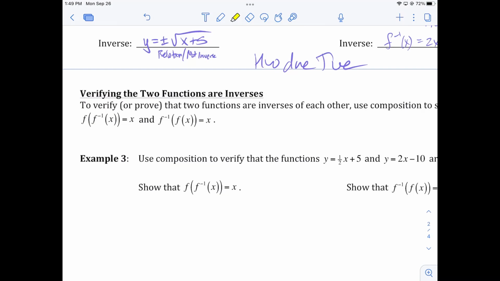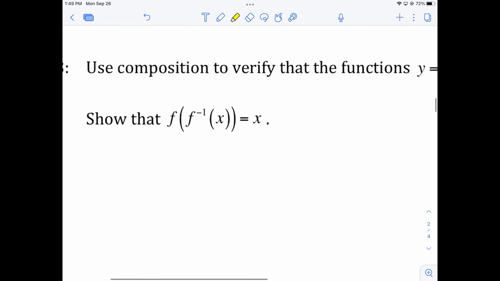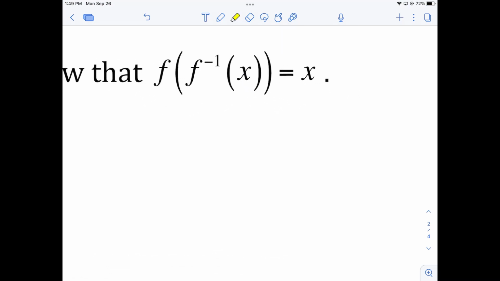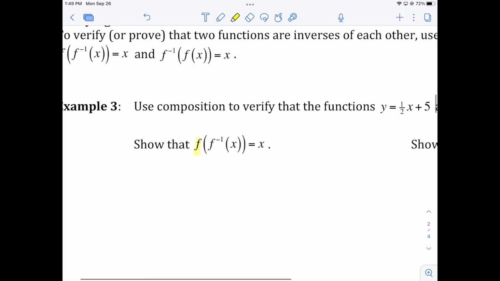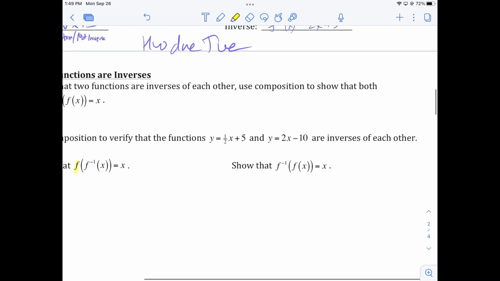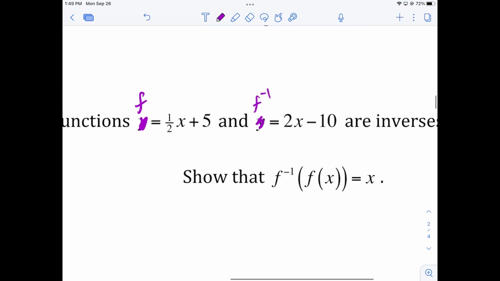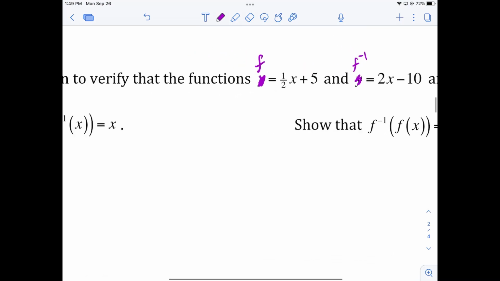I'll show you what I mean. Use composition to verify that those two are inverses of each other. This one is f of f inverse. We need to show that it's equal to x. So here's what I would do. Start from the outside. What does our function f say? Well, we don't know which one is f. Let's call this one f, and we'll call this one f inverse for now. Is it actually a function? It is. It's linear, but let's make sure they're inverses.